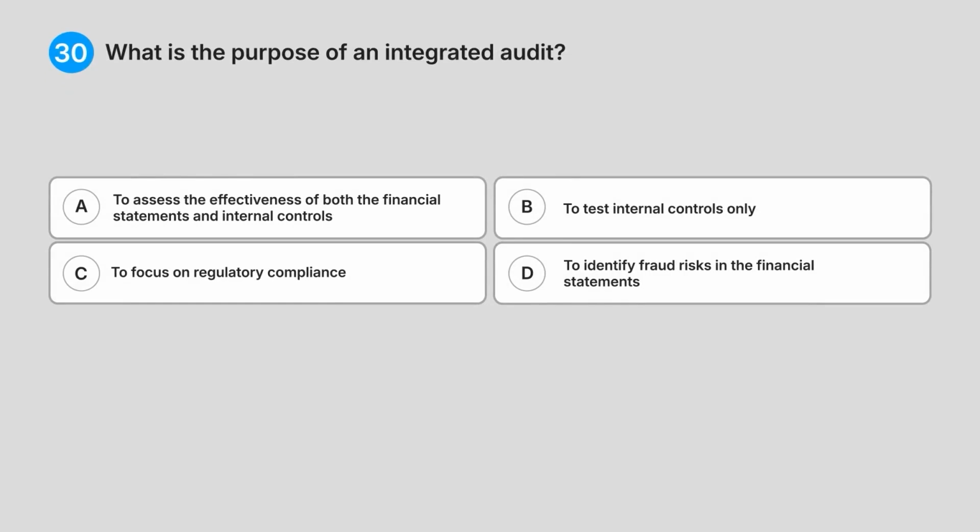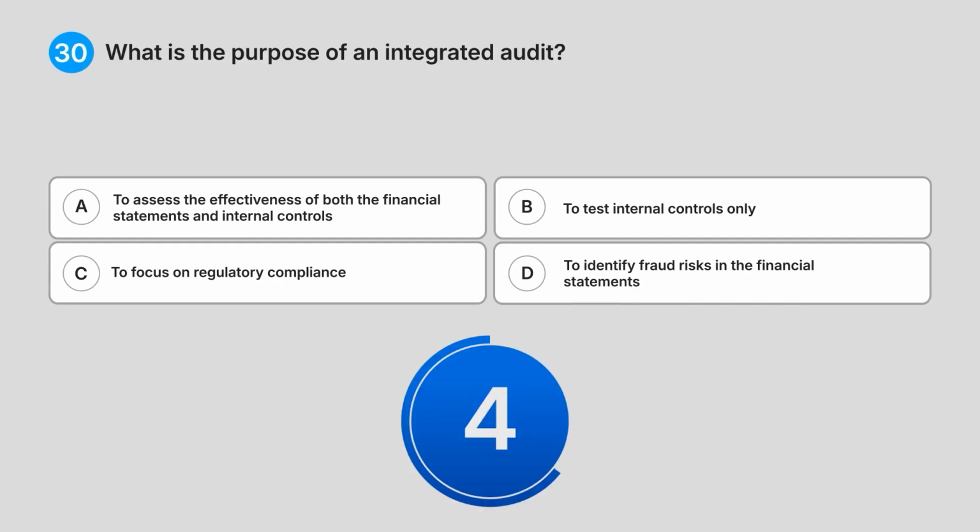What is the purpose of an integrated audit? A. To assess the effectiveness of both the financial statements and internal controls. B. To test internal controls only. C. To focus on regulatory compliance. D. To identify fraud risks in the financial statements. What do you think is the answer?